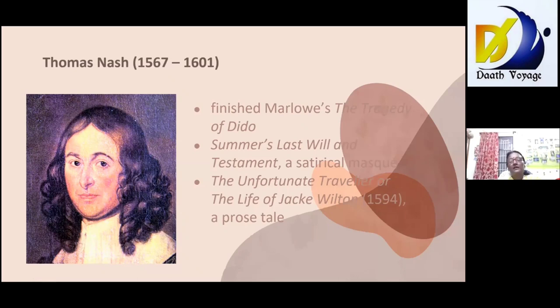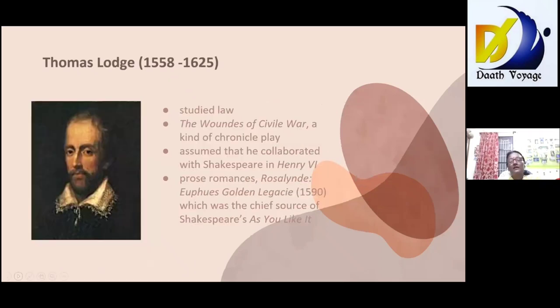Then comes Thomas Lodge. His period is 1558 to 1625. Actually, he studied law at the university. So how come a person who studied law switched over to playwriting? He was interested in watching plays, and later on he was interested in writing plays also. So he wrote The Wounds of Civil War. That is the first chronicle play he has written.